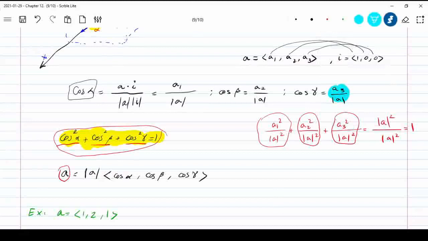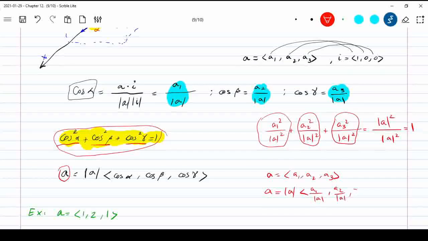Okay, so if we look at these three, and if you have vector A, it is basically A1, A2, and A3. If I divide A by its magnitude, I can write it as magnitude A multiplied by, it's not a dot product, it's a constant, A1 divided by magnitude A, A2 divided by magnitude A, A3 divided by magnitude A. I haven't changed anything about A, I just factored out the magnitude A.